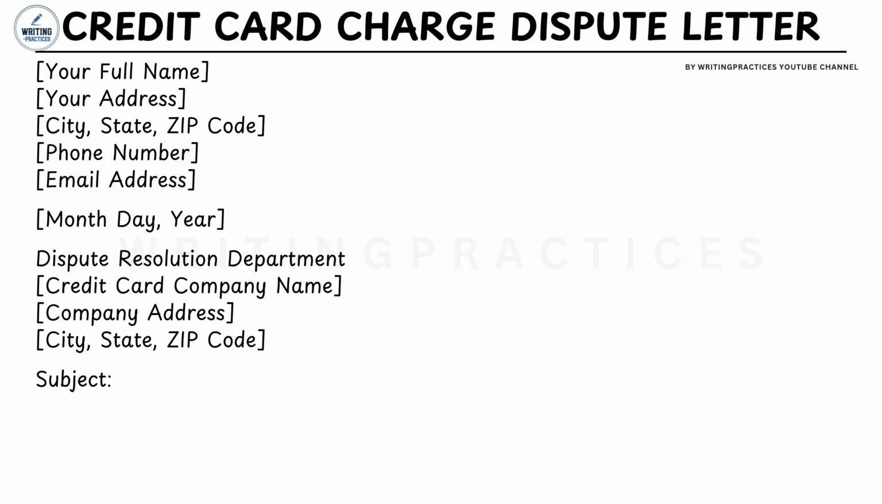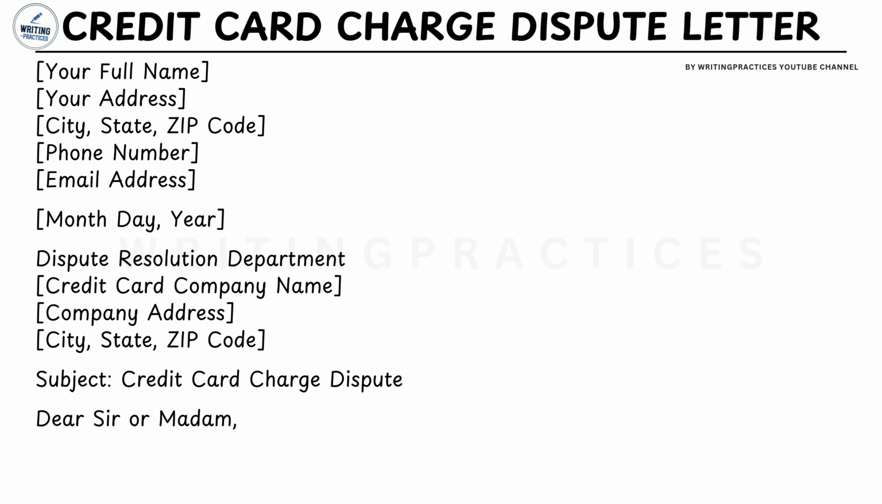Subject line. Now write a clear subject line. For example, Subject: credit card charge dispute. The subject immediately tells the reader the purpose of your letter and allows the dispute to be properly categorized as soon as it is received. Salutation. Address the recipient professionally. For example, Dear Sir or Madam. This is an appropriate greeting when you do not know the specific name of the person handling your dispute.